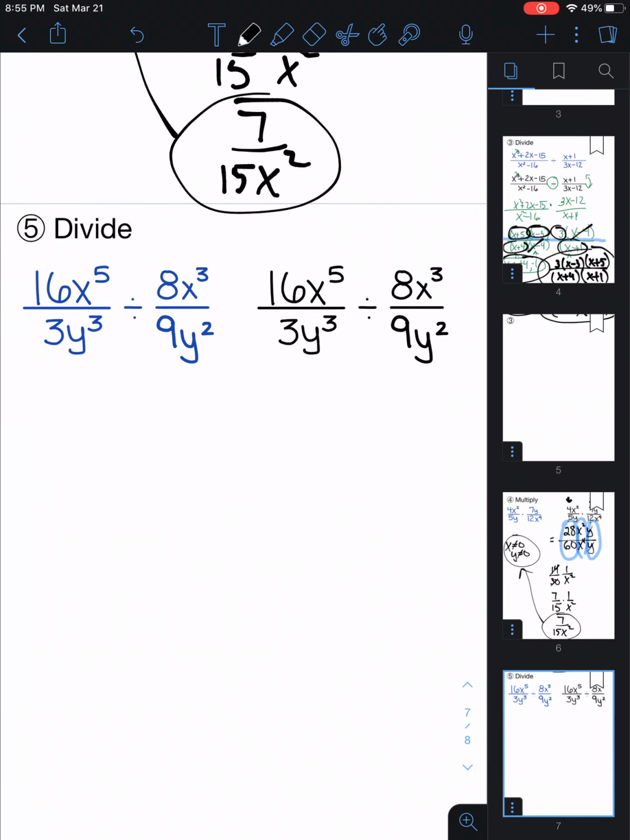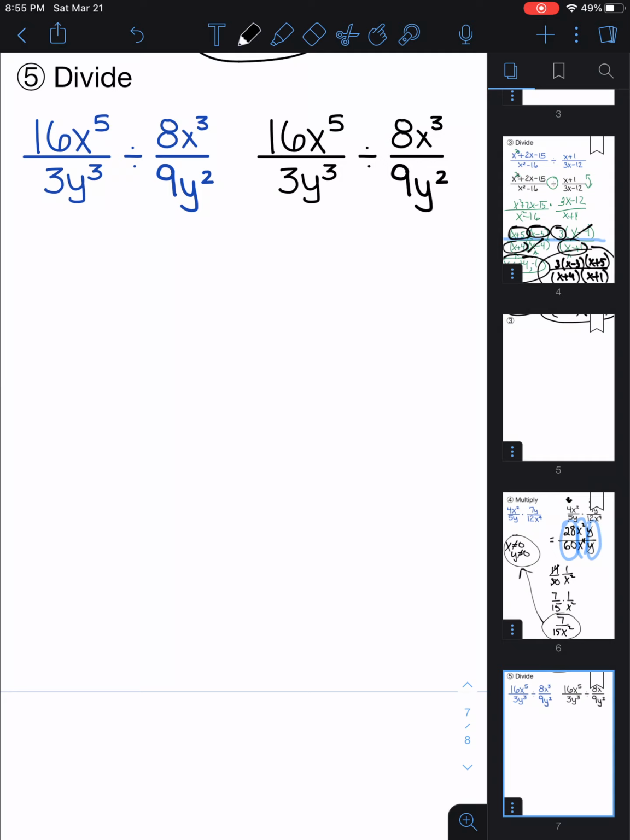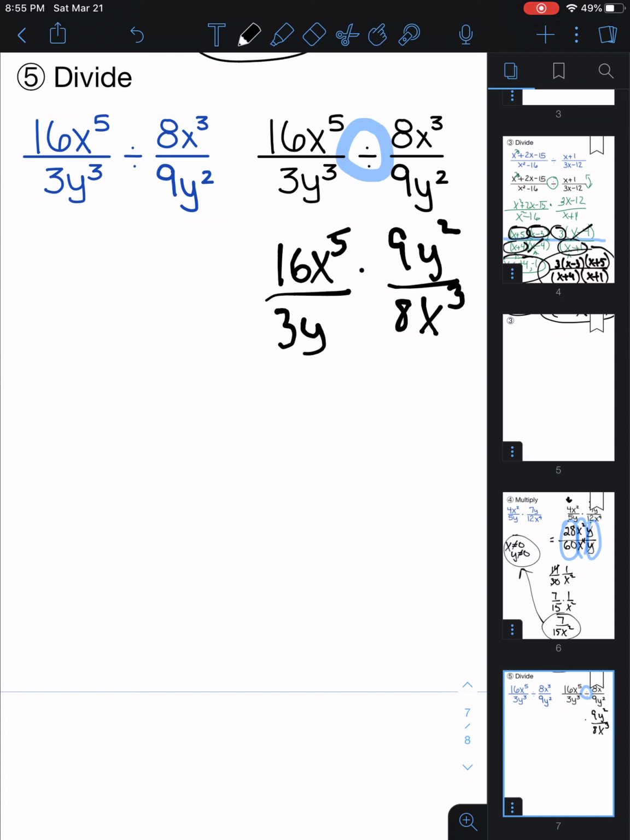And my last slide. It's a division problem. So sure enough, we're going to take this part, change it to multiplication, flip our terms, so 9y squared goes on the top, 8x cubed goes on the bottom, 16x to the 5th over 3y cubed, and those didn't change. We'll draw a bar through and combine our like terms, so multiply the numbers.